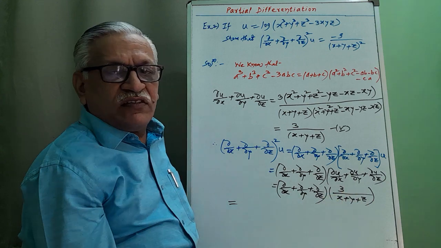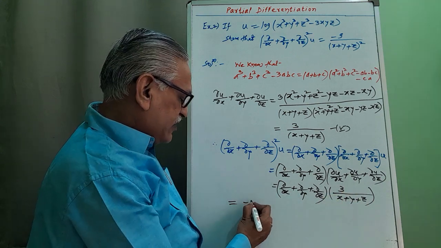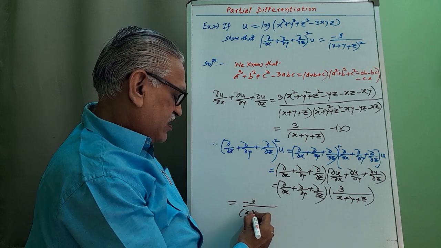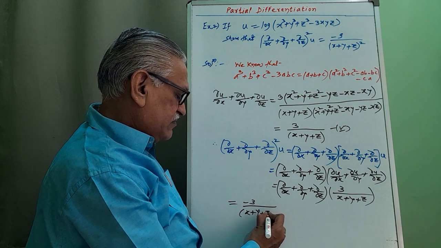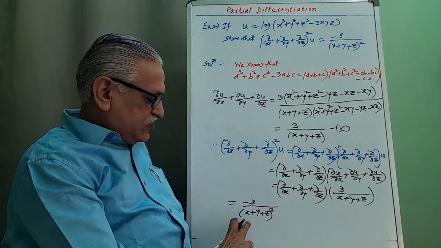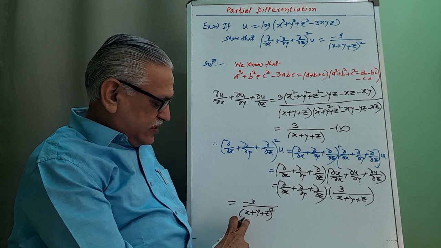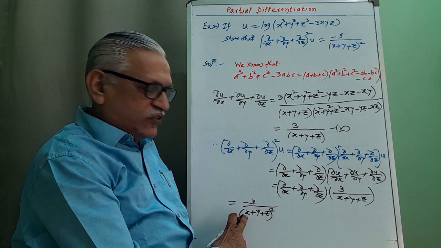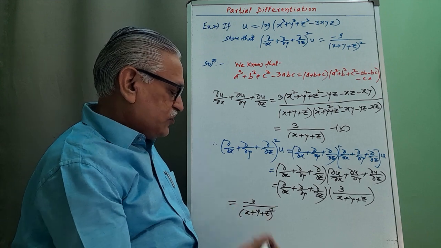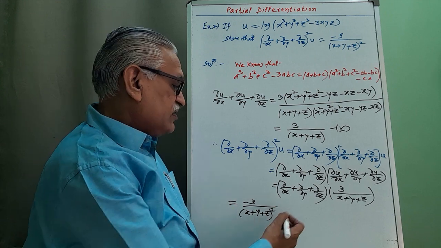Derivative of 1 by x is minus 1 by x square. As per that, it becomes minus 3 upon (x plus y plus z) whole square into chain rule. Differentiation of this term with respect to x: derivative of x with respect to x is 1, into 1, and derivative of y and z is 0, as it is a constant term.